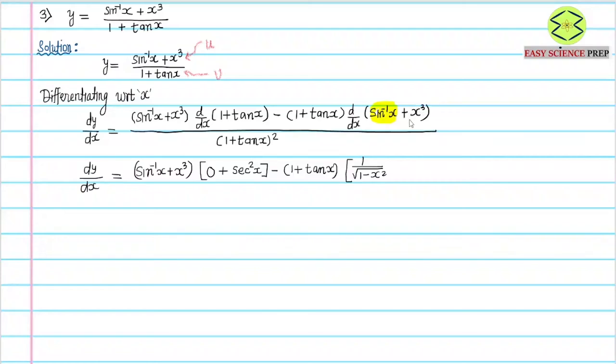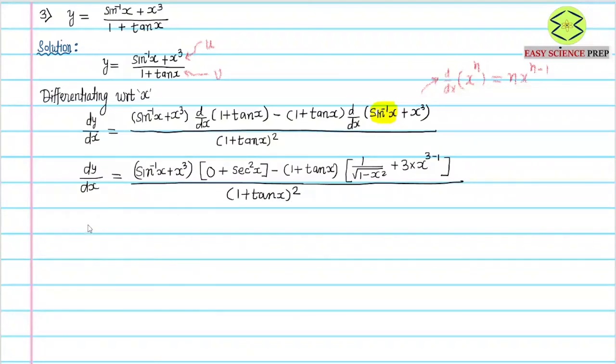And what about the derivative of x cube? So x cube is similar to x raised to n, and the derivative of x raised to n is n x raised to n minus 1. So I can use that result here. So plus, n is what? n is 3, into x raised to 3 minus 1. The denominator part will be as it is because there is no differentiation of the denominator here. So 1 plus tan x the whole square as it is.